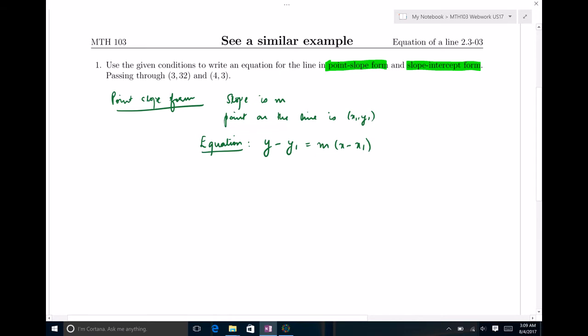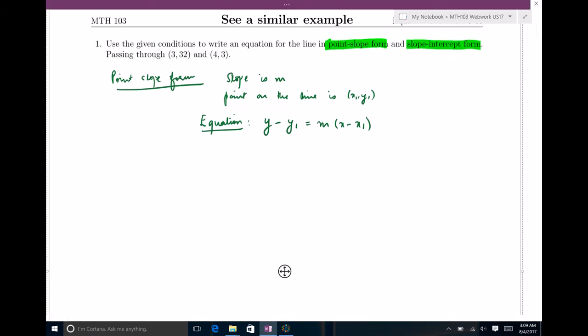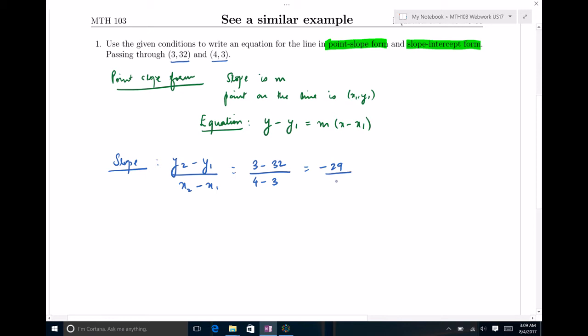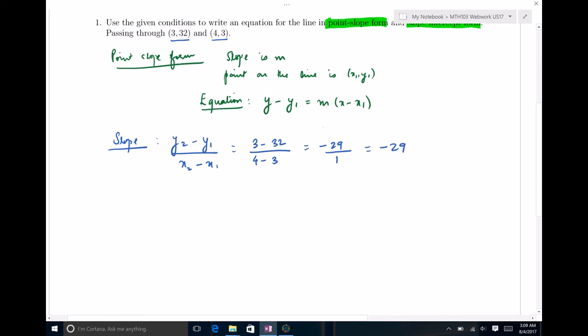Okay, so let's start with that one first. We have 2 points on the line. Unfortunately, we don't have the slope, but we can easily find the slope of the line by just looking at the 2 points. So the 2 points in this case are 3, 32 and 4, 3, and you know that the slope of a line is given by y2 minus y1 over x2 minus x1, which in this case will be 3 minus 32 over 4 minus 3. 3 minus 32 is negative 29 and 4 minus 3 is 1. So the slope of this line is negative 29.